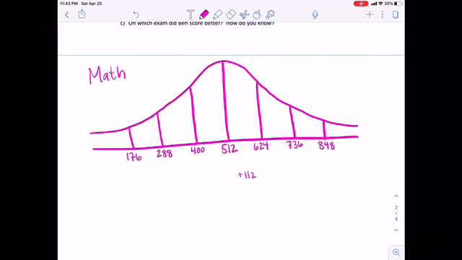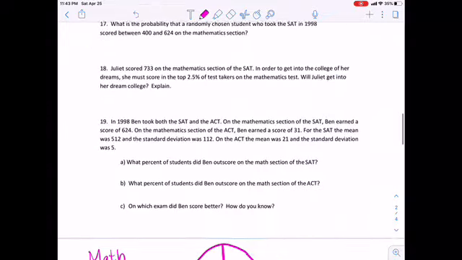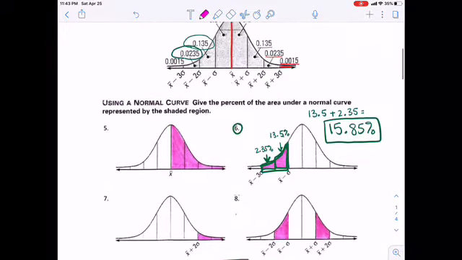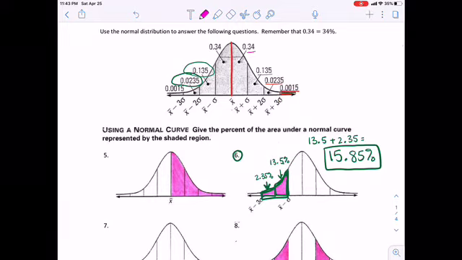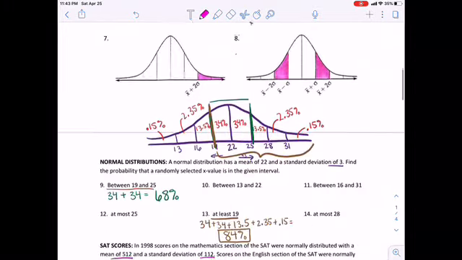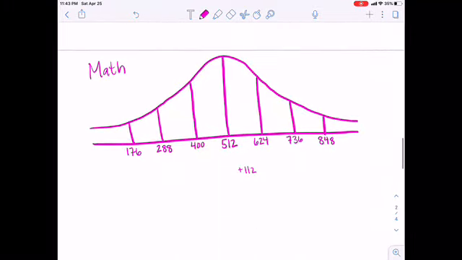Now I'm also going to fill in the percentages, which remember are up here at the top. So we have our 34%, 13.5%, 2.35%, and 0.15%. So I'm just going to fill those in. I have my 34%, 13.5%, 2.35%, and 0.15%. And those numbers, of course, will mirror on the other side.